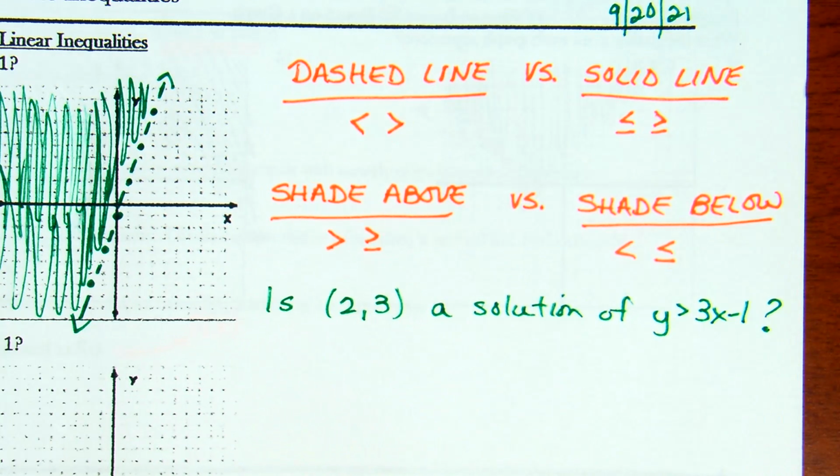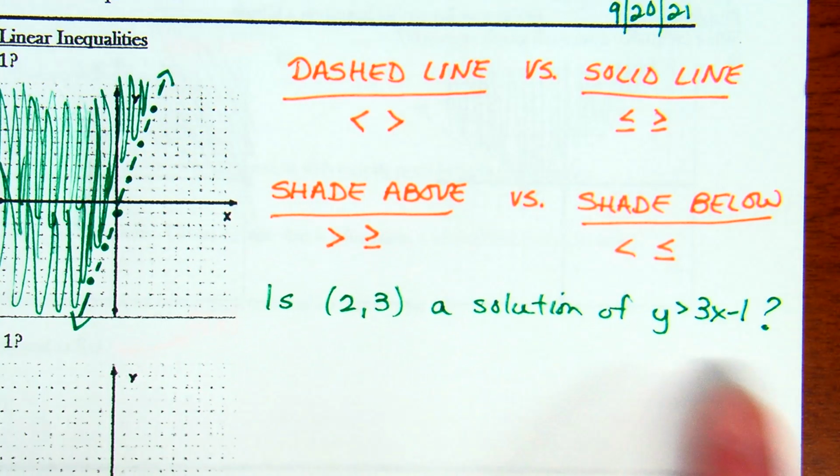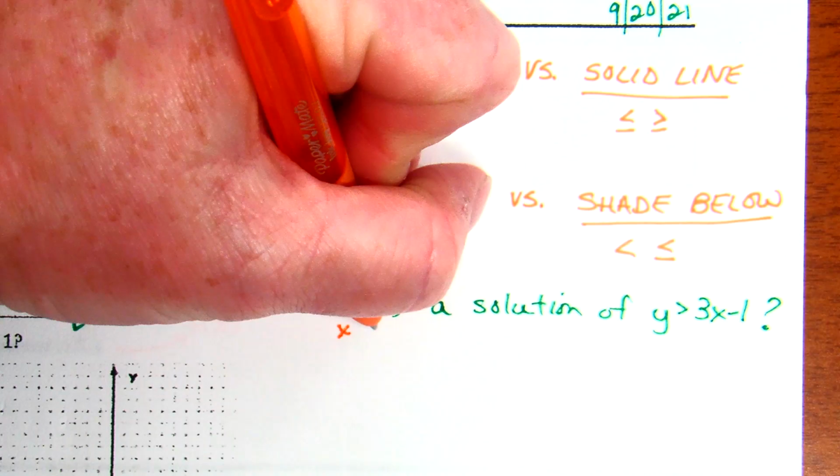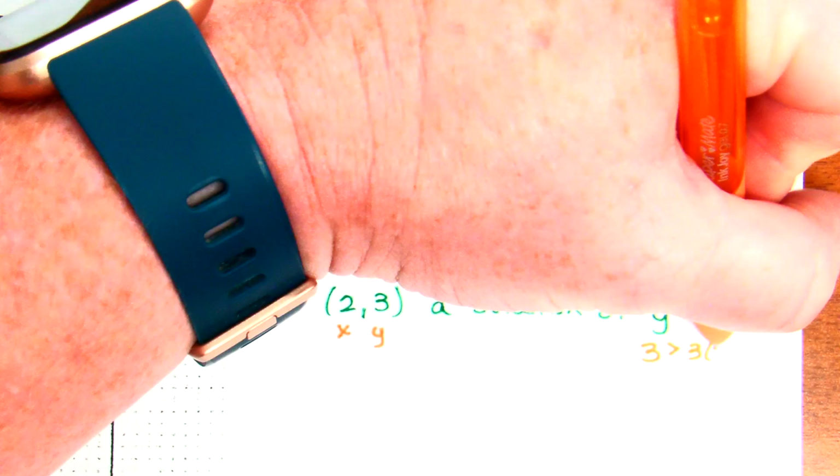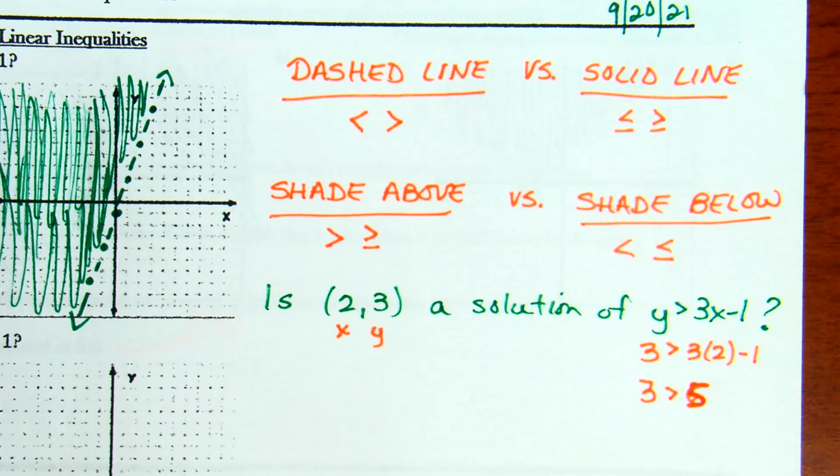Okay. Lorna says, I just plugged them in. Because 2 is an x, 3 is a y. So you ask yourself, is 3 greater than 3 times 2 minus 1? 3 times 2 minus 1 is 6 minus 1. So, is 3 greater than 5? No. And hopefully you can confidently say no.